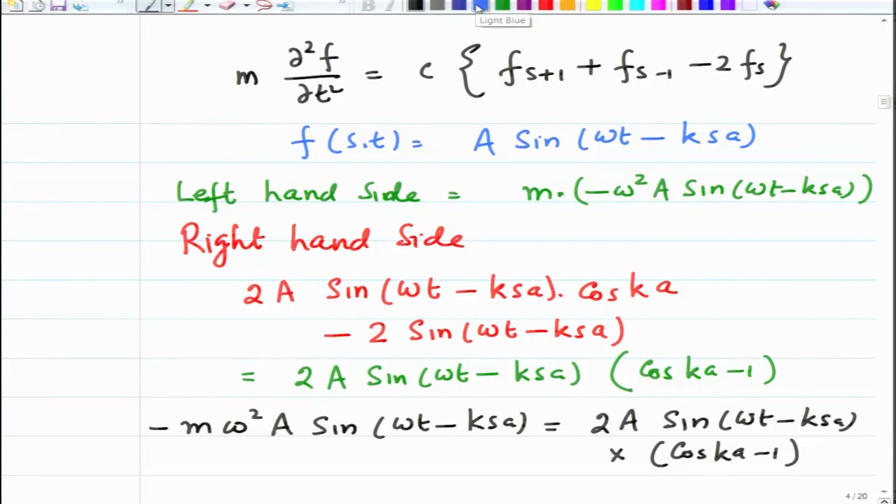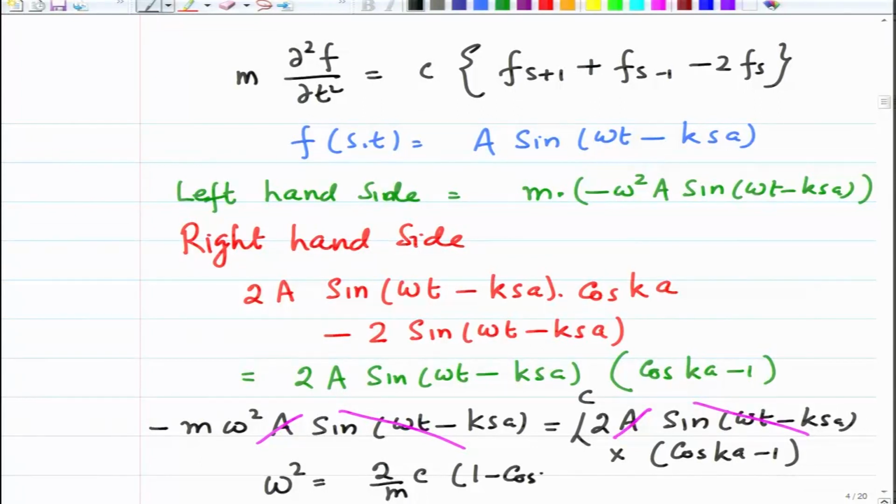So, let us now quickly cancel the terms on the two sides. I can cancel A on the two sides, I can cancel sine omega t minus k S A on the two sides, and I am left with omega square is equal to 2 over m. I am sorry, there was a C also out here, C times 1 minus cosine of k A. Notice that because of this minus sign out here, the right hand side now has become 1 minus cosine k A.